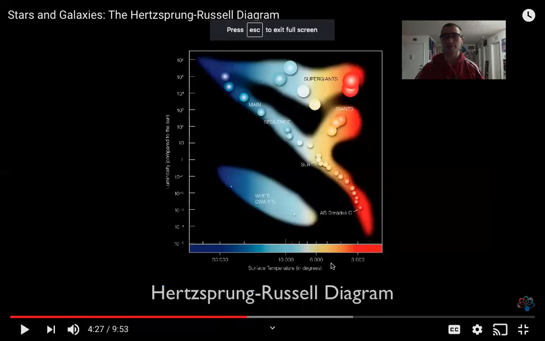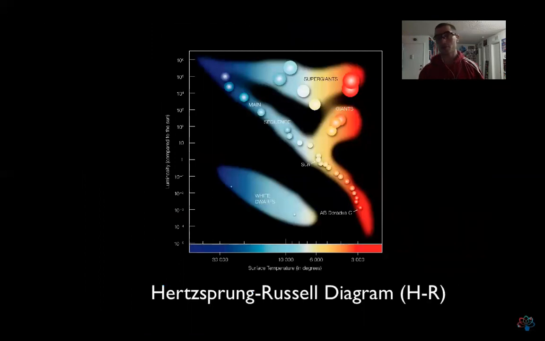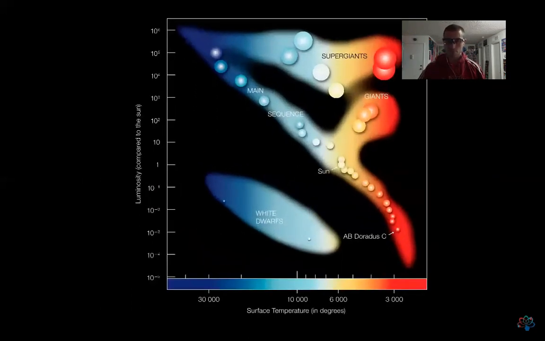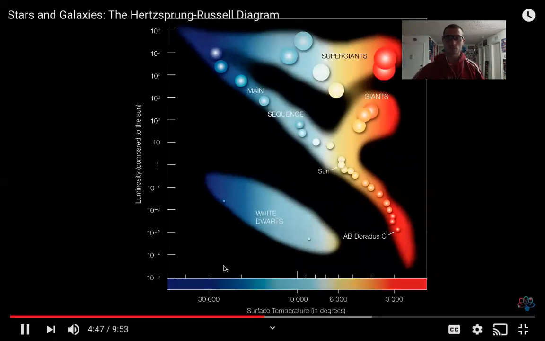Hertzsprung-Russell diagram. Or the HR diagram for short. HR diagram, also known, yep. It's a rather important diagram. In many ways, what the periodic table is to chemistry, the HR diagram is to astronomy. As a chemist myself, I like to call it the periodic table of astronomy. Of course, don't memorize this thing. Rather, let's learn how to read it.